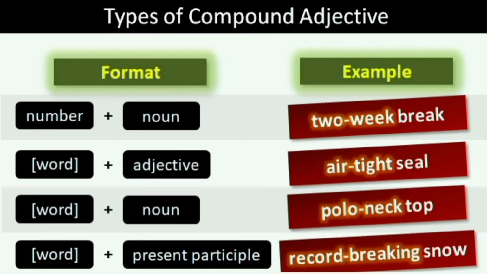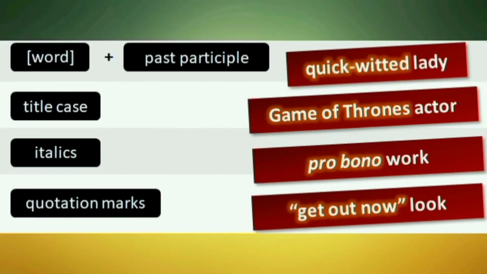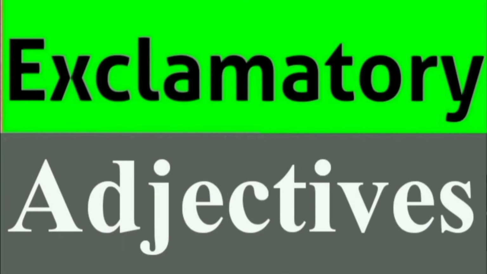There are different types of compound adjectives. We have some compound adjectives that are derived by the addition of a number to a noun, for example, a 2-week break. We have another type that can be derived by using italics like pro bono work. We also have the ones that use quotation marks like get out of now, time, and things like that.